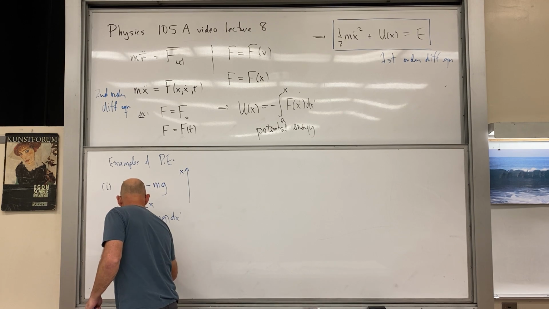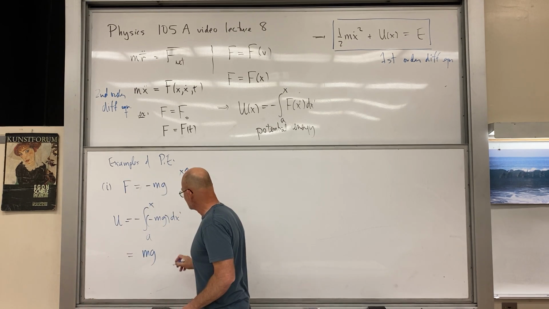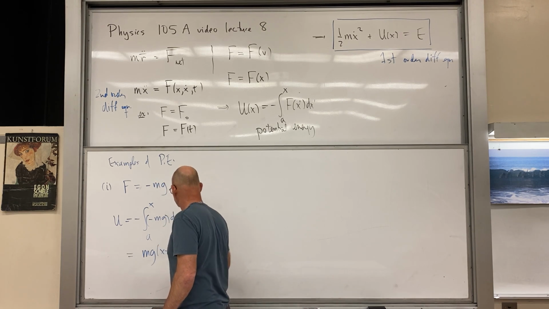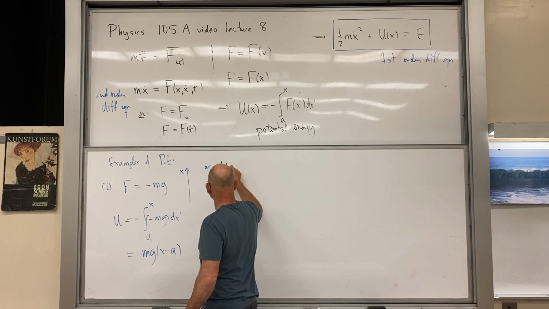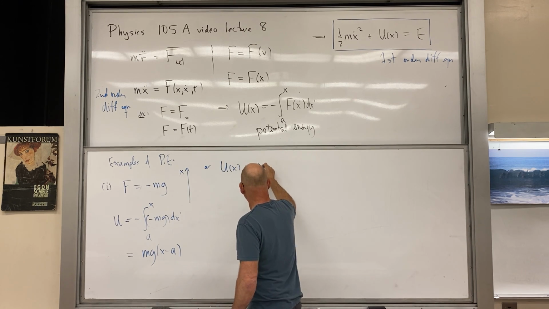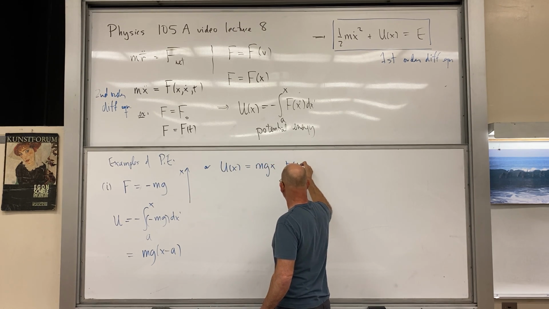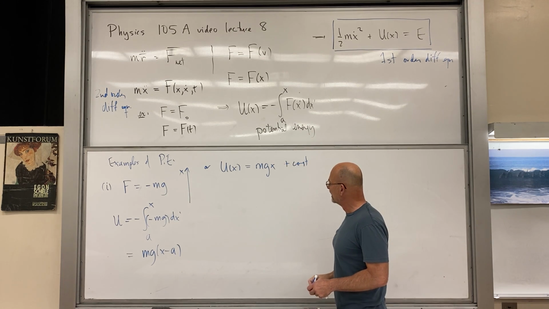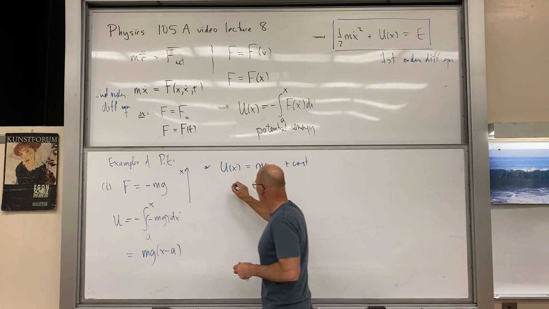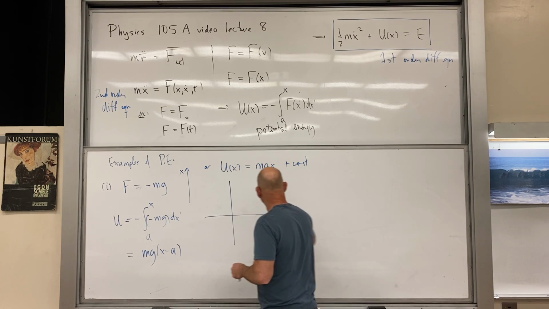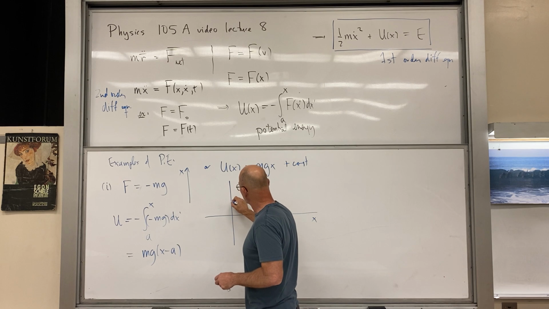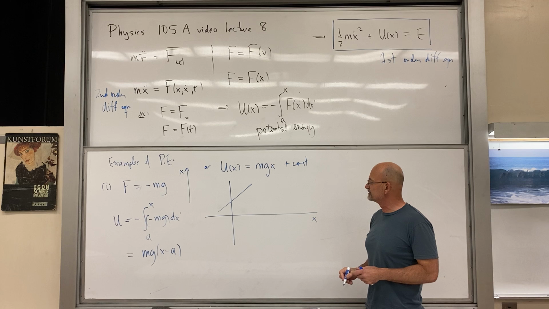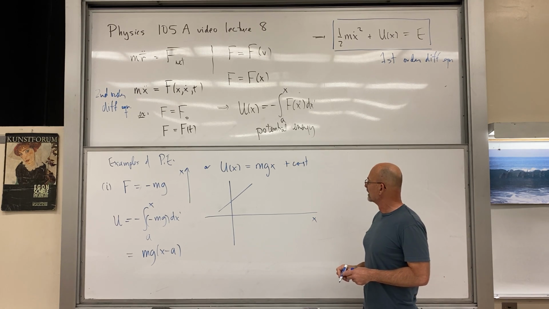We get mg coming out of there times x minus a, or mgx plus some constant. So that's the first one. And if we graph this, we have some constant somewhere. I'll just put it right here. And we have this function with a constant slope. Good.